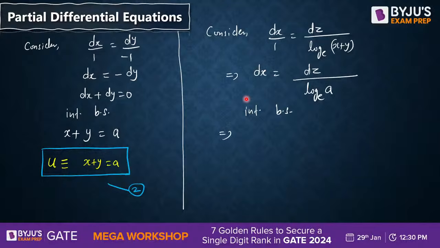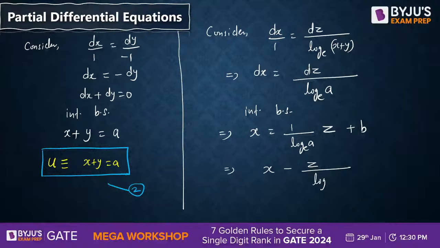So integration of dx will be x. 1 upon log a is a constant term that will move out of the integration, and integration of dz will be z plus some constant b. Okay. So students, bring this second term on the left hand side, minus z upon log a. And what is the value of a? Value of a is x plus y.